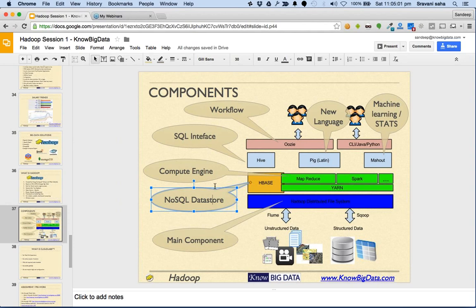The third is Mahout. Mahout is nothing but a collection of libraries. These libraries contain various machine learning tools, which make it possible to do various kinds of predictive analysis. So Mahout has many libraries, as I was telling you earlier, that if you have to generate recommendations or do various kinds of clustering, you can use Mahout.